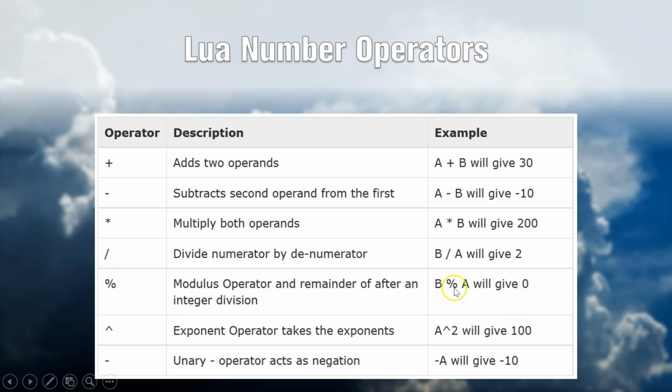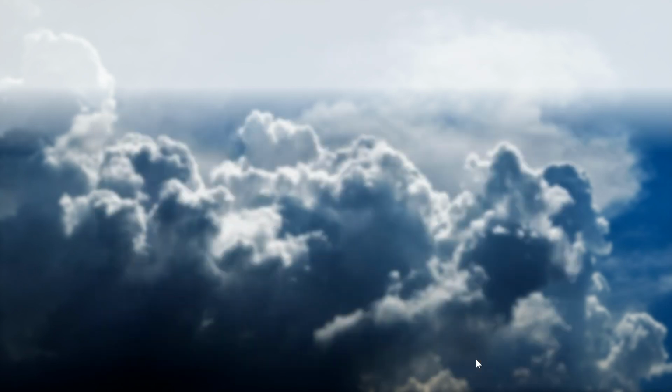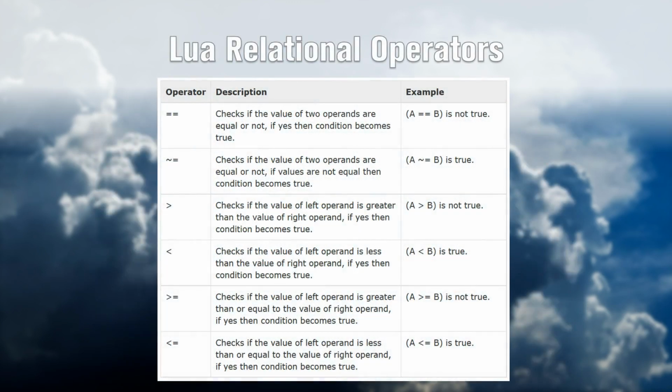So 3 modulo 2 gives me 1. An exponent operator is a little hat. That's the exponent. So a hat 2 gives me 100. And a unary operator which acts as a negation. Don't confuse it with this one. This is really minus a, which gives me minus 10 when a is 10. Forget these examples. I will give you examples when I'm showing this to you.